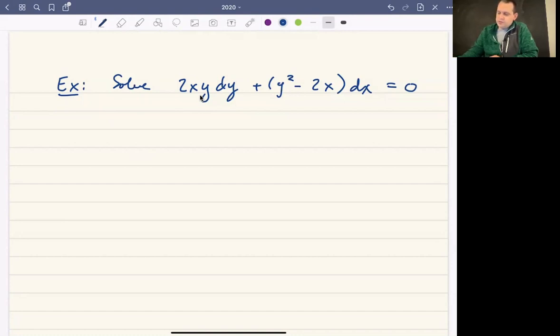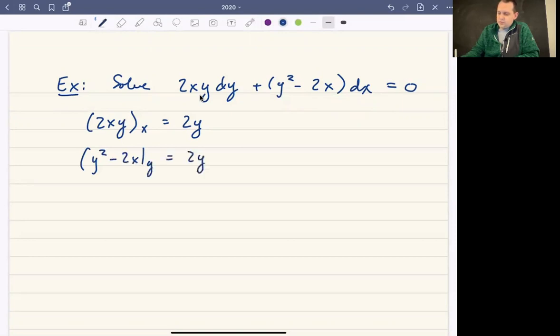And so what we're going to do is look at our quantity here. This is in front of the dy, so that was our N. So we're going to take 2xy and differentiate with respect to x. That'll give us 2y. And then likewise, we're going to take our M, the thing in front of the dx, and differentiate that with respect to y. So we take y squared minus 2x with respect to y. That's going to be 2y. And so it turns out that this is exact, and that means that we can proceed as we planned.